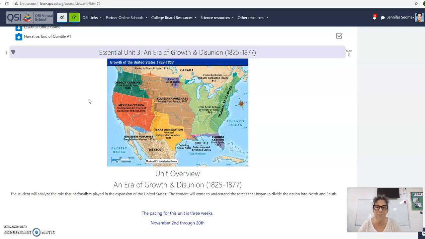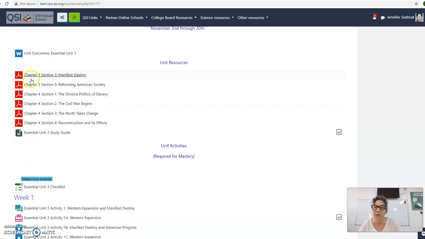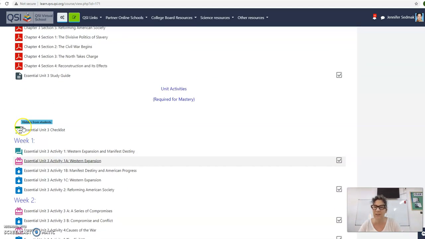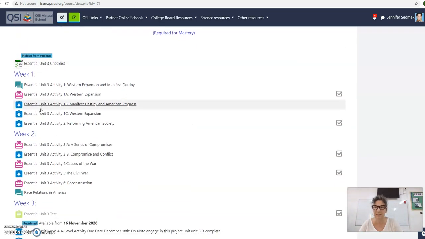But your focus for this week is to learn how the United States gained all of this territory that you see on this map right here. So let me scroll down. But here are all the resources. So there's textbook sections that you can read and refer to through the context of these activities, and even some of those textbook files are referenced in these activities below.